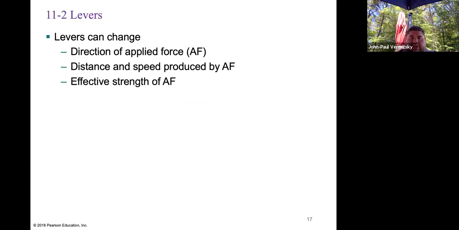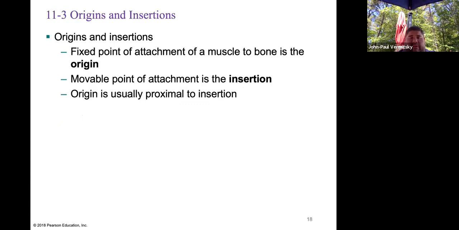So levers can change the direction of an applied force, the distance and speed produced by an applied force, as well as the effective strength of the applied force. And all three of these things can actually apply to the movement of muscles. Origin and insertion are terms that you oftentimes see with skeletal muscles. The fixed point of attachment of muscle to bone is referred to as the origin. The movable point of attachment is referred to as the insertion. The origin is usually proximal to the insertion.